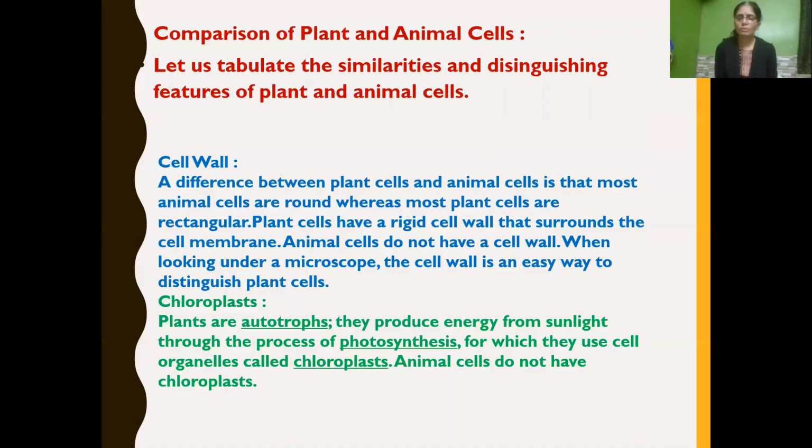Then coming to the second difference, chloroplasts. Plastids are present only in plant cells, especially chloroplasts. We know that plants are autotrophs, that is, they produce their own food, isn't it? They produce their own energy from sunlight with the help of the green colored pigment chlorophyll, by the process of photosynthesis, isn't it? But animal cells do not have chloroplasts, so they cannot produce their own food. So chloroplasts are present only in plant cells.